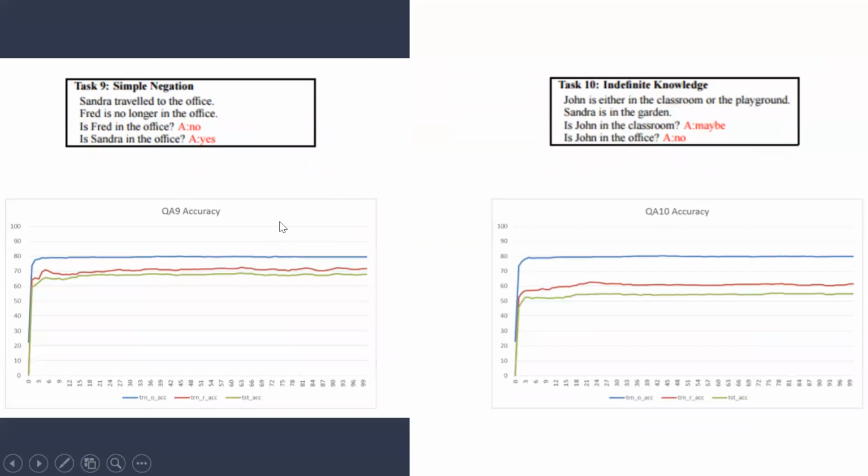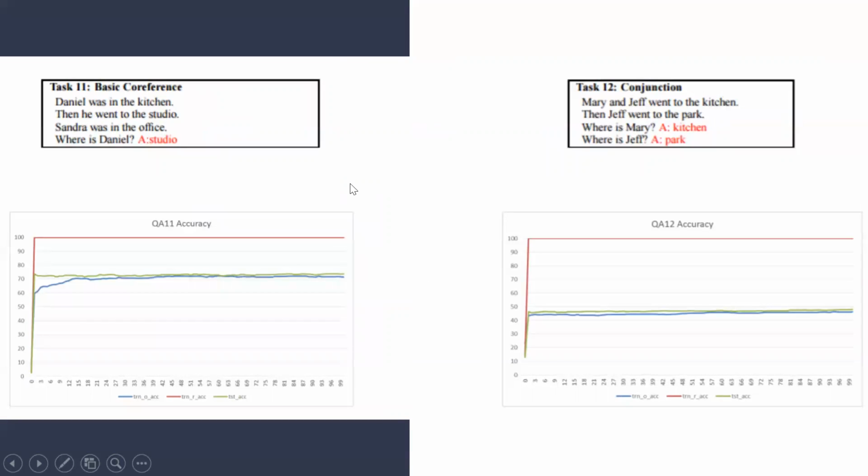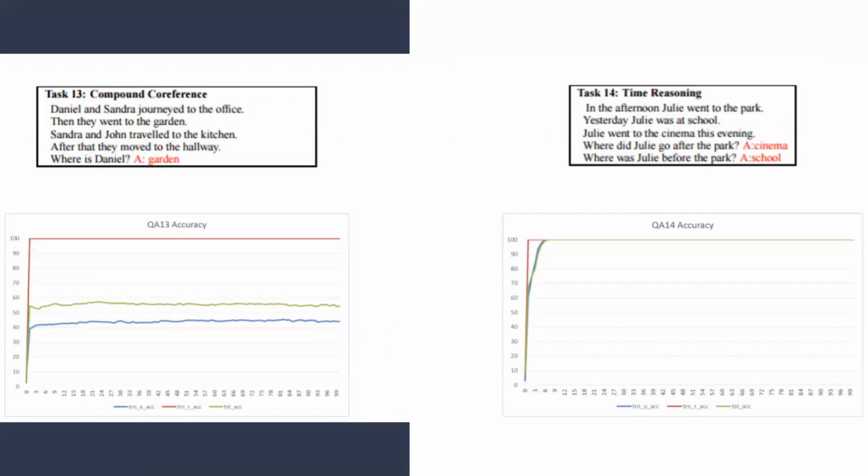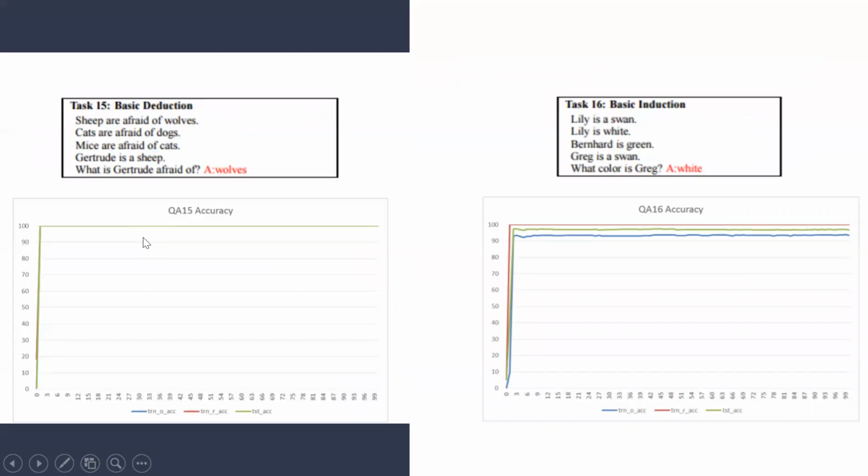Now, task 9 was simple negation, and task 10 was indefinite knowledge. You can see the respective graphs for the accuracy. Task 11 was basic coreference, and task 12 was conjunction. You can see the example also, and you can also see the graphs. Now, task 13 was compound coreference, and task 14 was time reasoning. You can see the graphs here, both of them. And then we had basic deduction and then basic induction. And you can see the accuracies.